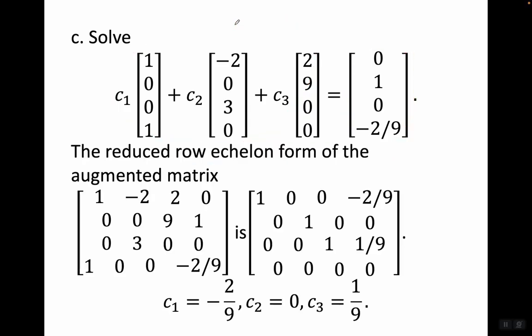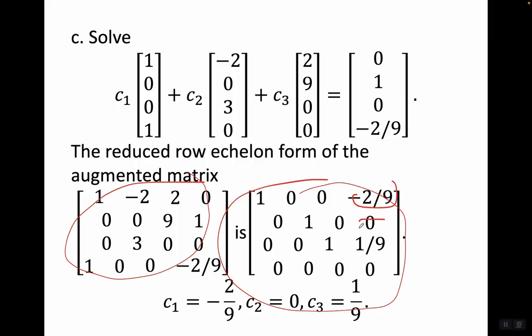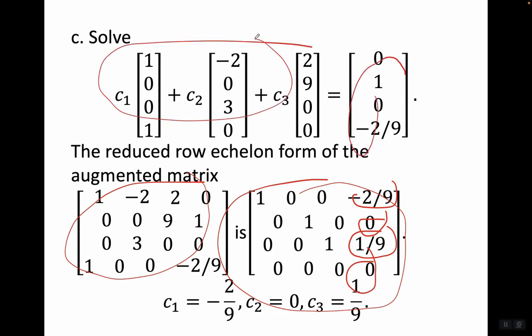Let's check it out. The reduced row echelon form of this augmented matrix is this one. And so that means the solutions are C1 equals negative 2/9, C2 equals 0, and C3 equals 1/9. And the bottom row is all zeros. So this really is a linear combination of these vectors.